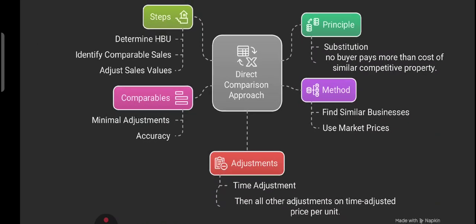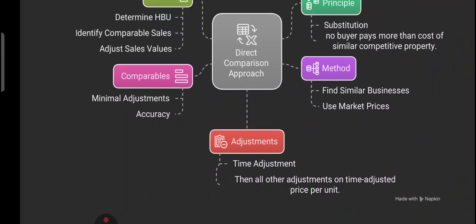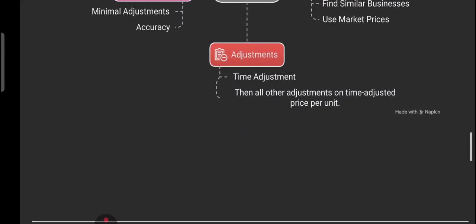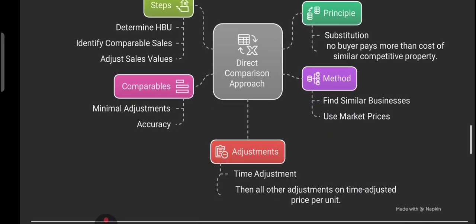That is why I told you HBU is done. HBU means highest and best use. We identify comparable sale, find similar transaction, and finally adjust sales value. Sometimes time adjustment is done, meaning aligning old sale to the current value, and apply any other necessary adjustment. So these are the complete steps regarding the direct comparison approach.